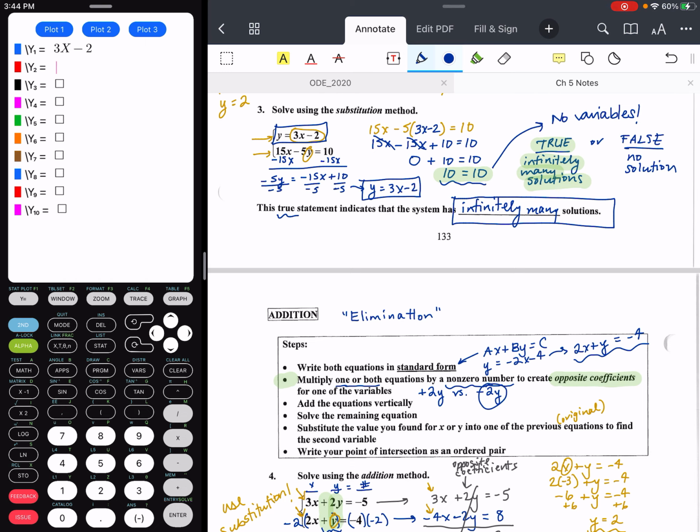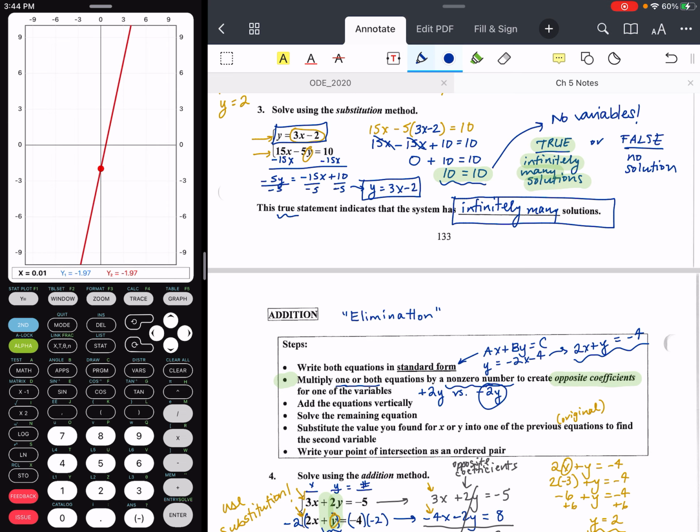So if I graph my second one, which is identical, y equals 3x minus 2, the red line falls completely on top of the blue line. Okay? So remember that solutions to systems of equations are wherever the two lines intersect. Oops, I can't spell. Intersect. Let's try this again. So wherever the two lines intersect. So intersection point or points equal my solution or solutions.